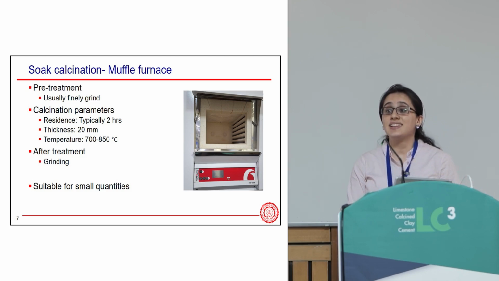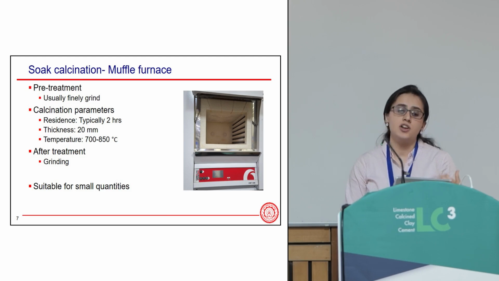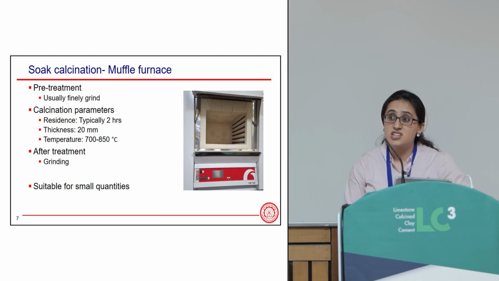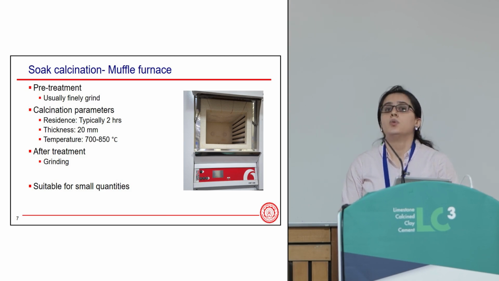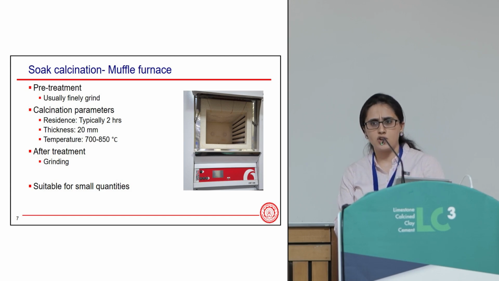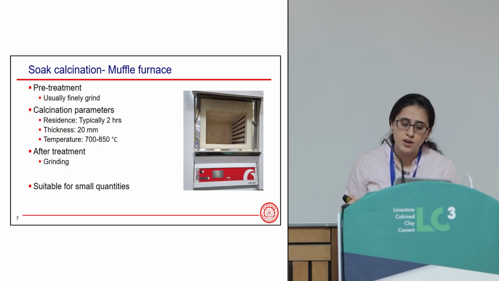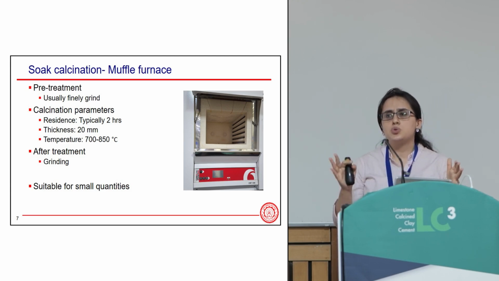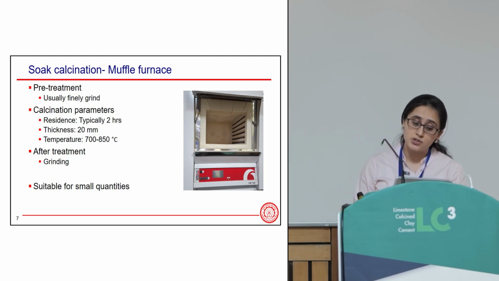If you want to calcine the clays using the soak calcination method, the pre-treatment we require is, first, we need to homogenize the sample, which is a must. Then we need to crush the sample, either in a jaw crusher or simply using a hammer, to reduce the particle size. In our lab, we keep the particle size approximately between 2 to 10 mm. It seems to work very well.